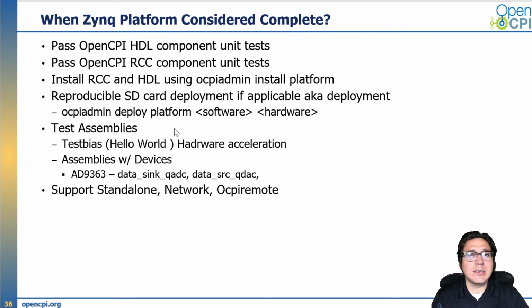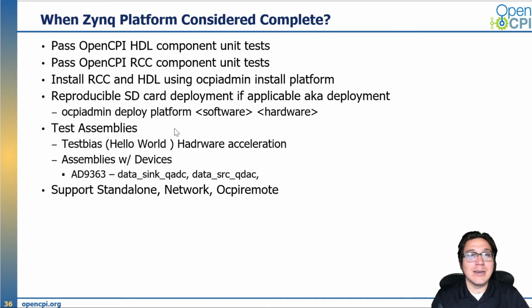The next thing would be to test the assemblies, and specifically assemblies that pertain to devices and device workers that are implemented on that platform. The first one that I do to test hardware acceleration is the testbias application, and that's the default one that gets built with ocpiadmin. If you do have a platform that has a transceiver on it, SDRs will have transceivers on them.